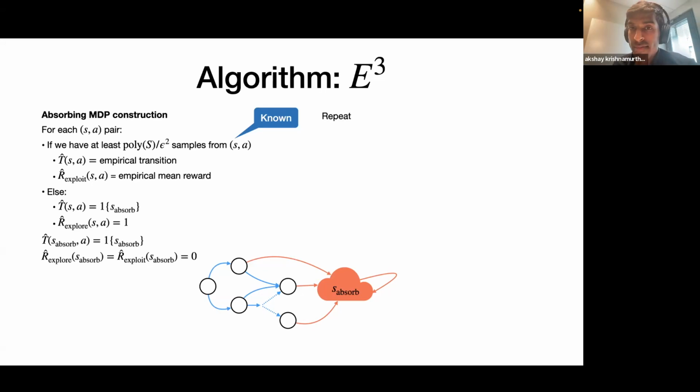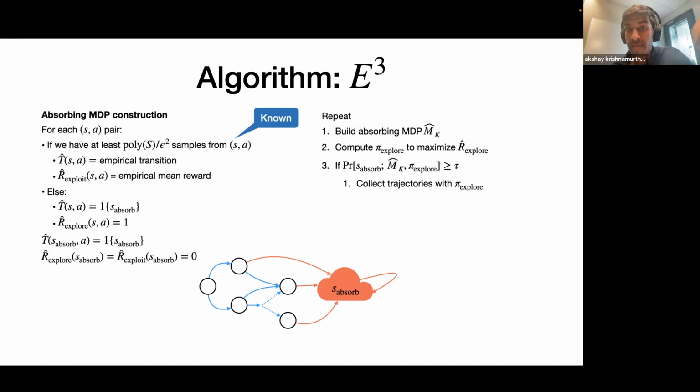So let me just write down some pseudocode. So we're going to repeat. First, we're going to build these two absorbing MDPs. I'm going to denote them by m hat k. I'll always explain what the reward function is. Then we're going to compute the optimal policy for maximizing the exploration reward in the absorbing MDP.